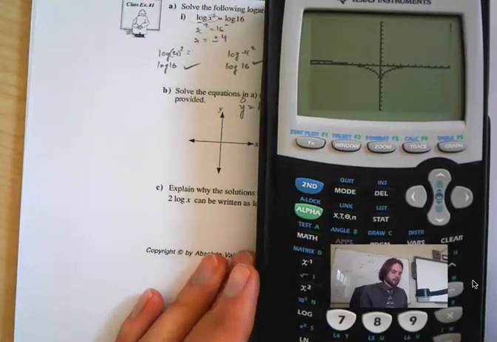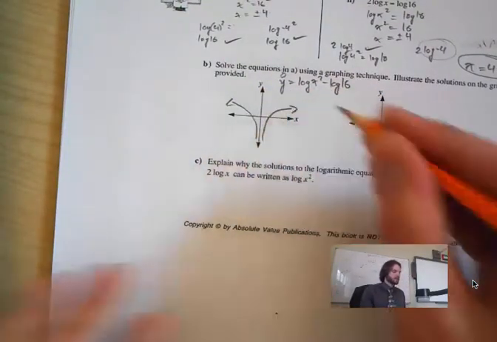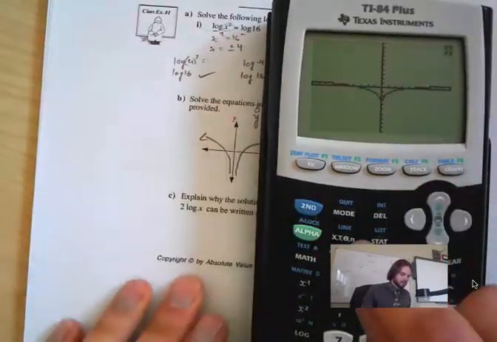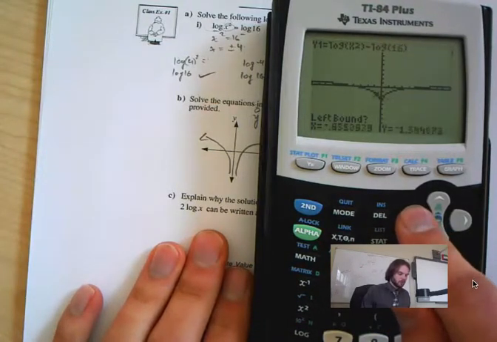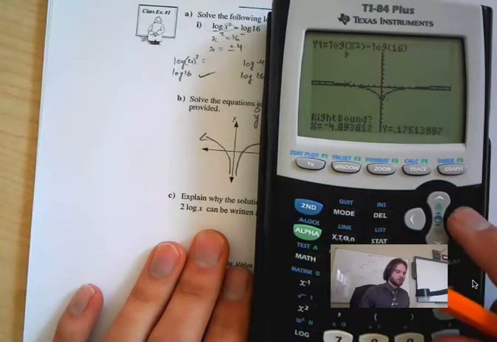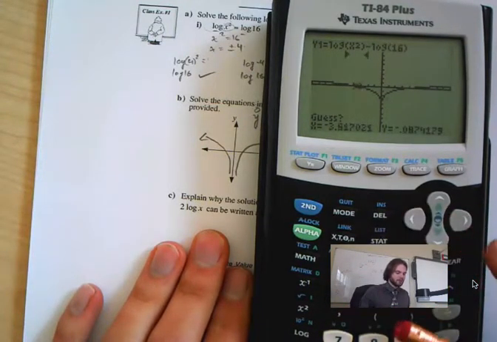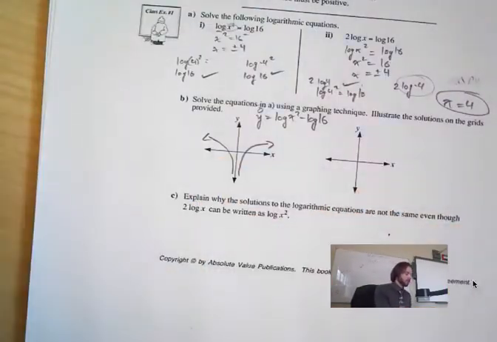And there's my graph. If I look at it, I have 2 intersects. It goes like this, and it goes like this. Now I'll find my intersects. I want to calculate my zeros. Go left, enter, go right, enter, and then my guess. I get negative 4 and 0. And the other one will give me 4 and 0.